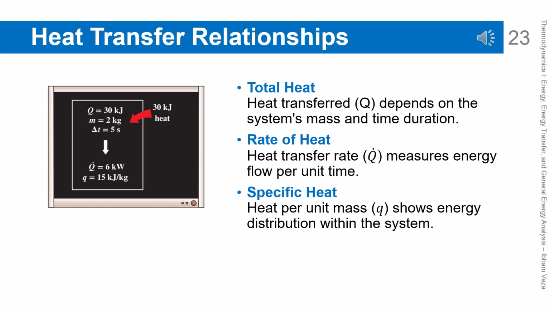Heat transfer relationships. The total amount of heat depends on the system mass and the duration of the process. The heat transfer rate indicates how fast energy is transferred per unit time. The specific heat per unit mass helps compare energy distribution in the system. These three quantities are related but have different physical meanings. Understanding these differences is important in energy calculations.